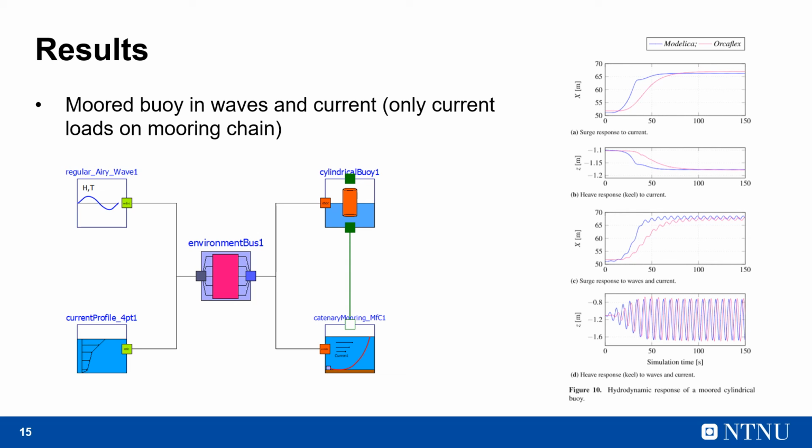When we switch on the waves and the current, we see again that the heave and surge responses are in satisfactory agreement with Orcaflex. There is a slight difference in the surge, and this could possibly be due to the fact that we consider only the current loads on the mooring chain, and also since we use the quasi-static catenary approach, the dynamic loads due to the motion of the mooring line itself is disregarded in the Modelica model.